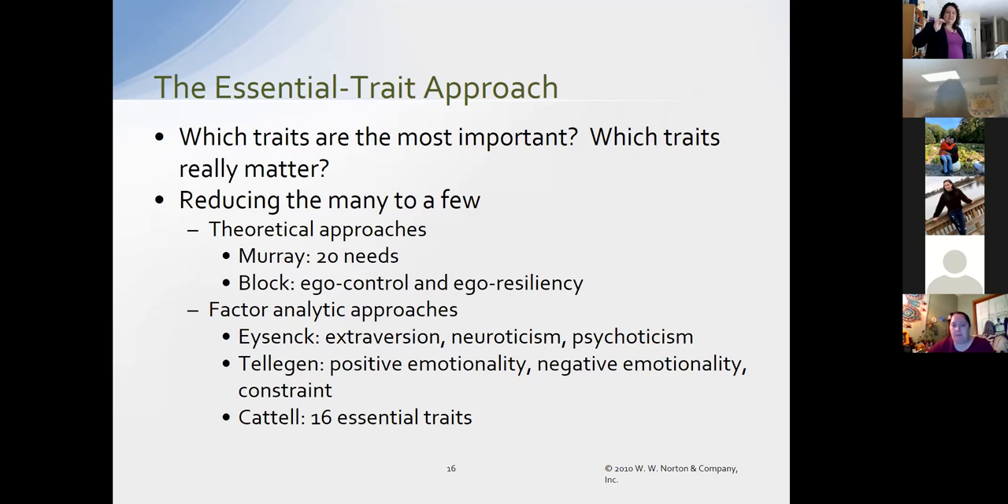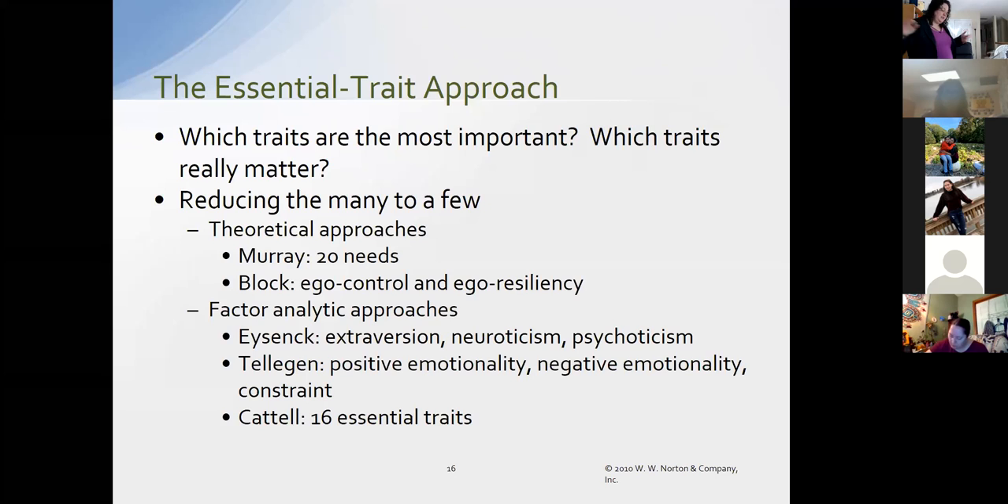And neuroticism and extroversion in particular, so those first two listed there, have sometimes been called the big two because they come up over and over again when you do this type of research. Cattell came up with 16 traits. If you remember, we talked about him with the 16 PF. He called these essential traits. And recently people have said that 20 like Murray or 16 like Cattell is just too many.